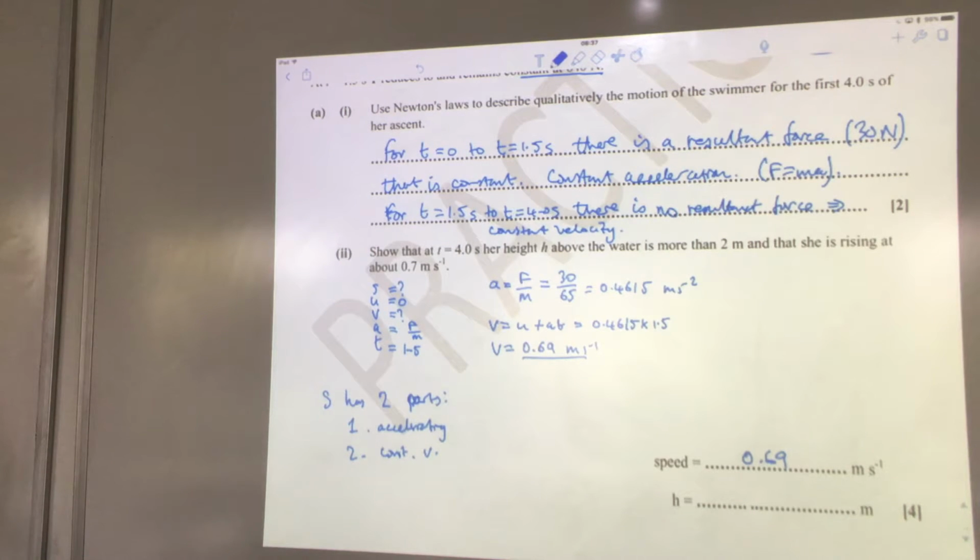So we don't know that. Part 1. Right. Let's put these values in. This is 0 plus 0.5 times 0.4615.